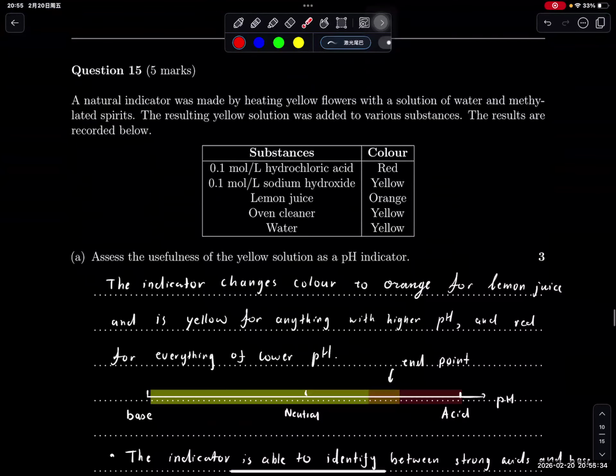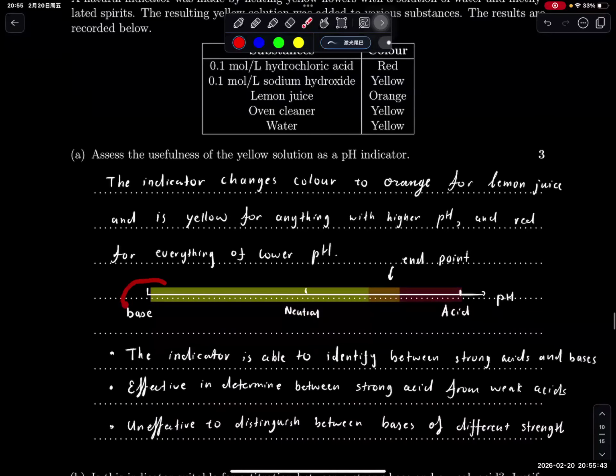Question 15, we have a bunch of indicators, and I think this question is asking you to assess the usefulness of an indicator. Okay, so it's very nice if you can draw this little diagram. If you don't have a colored pen in a test, that's fine. You can just shade your thing and then label it with words, right? Yellow or orange is right on top of it.